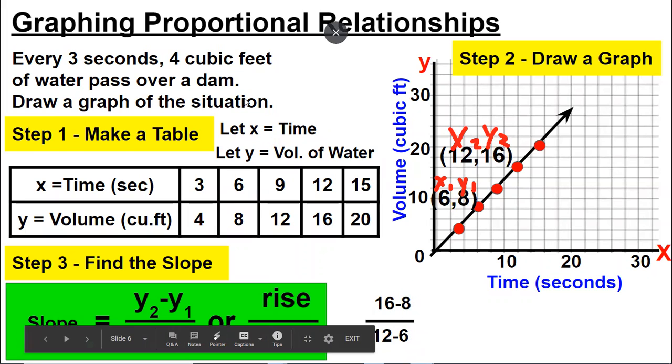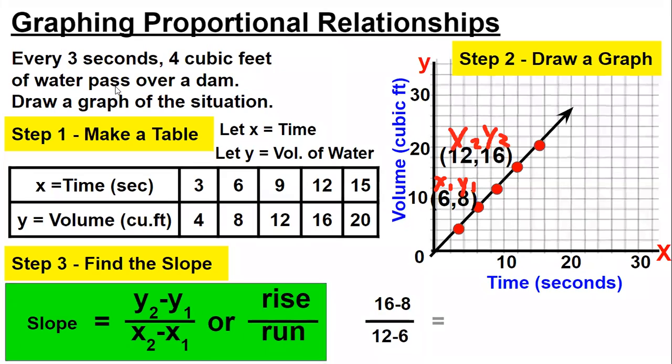Now I just do the math. 16 minus 8 is 8, and 12 minus 6 is 6. Then I reduce. Divide top and bottom by 2, and I get 4/3 as my slope. Now let's see that on the graph.